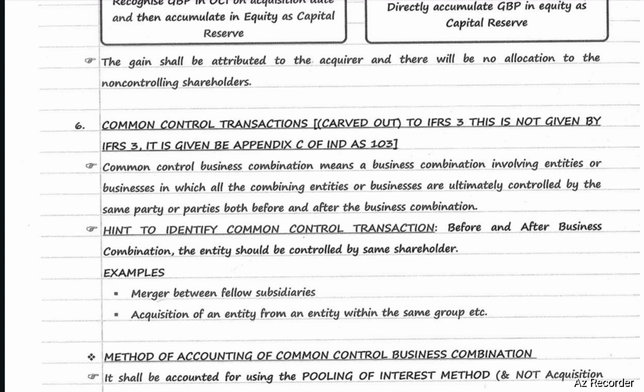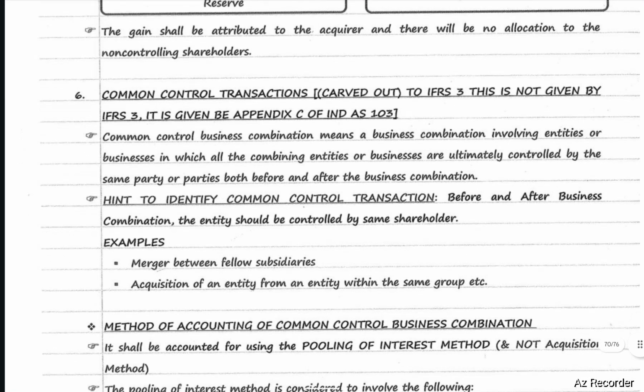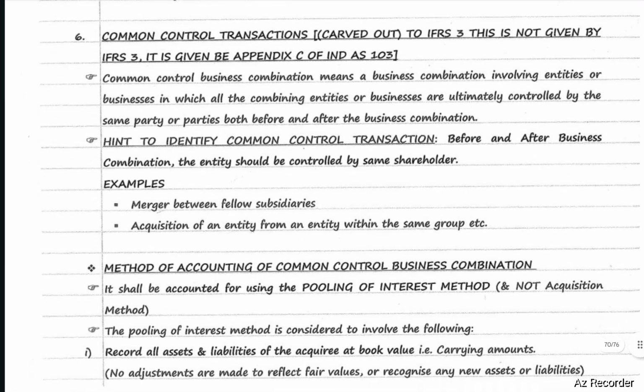What is the hint to identify common control transaction? Before and after business combination, the entity should be controlled by the same shareholders. Examples of common control transactions are mergers between fellow subsidiaries and acquisition of an entity from an entity within the same group. Method of accounting for common control business combination: it should be accounted for using the pooling of interest method and not the acquisition method. Here, the pooling of interest method is used in case of common control business combination.